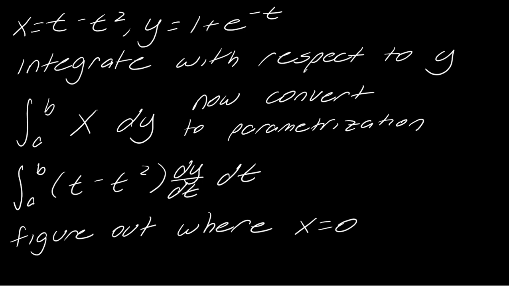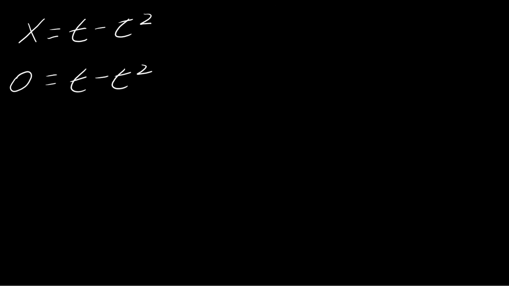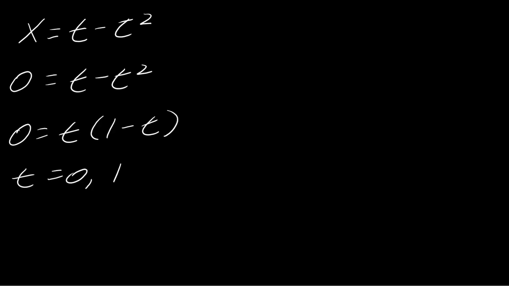And then I need to figure out where x equals 0. Remember, x equals 0 is where that curve crosses the y-axis, and that's going to help us figure out our limits of integration here. So I've got x equals t minus t squared, and I want to figure out where this equals 0. That's where this is going to cross the y-axis. This is just a standard algebra equation, so I can factor a t out. This will equal 0 when t equals 0 and 1. Now, this is not the whole story.